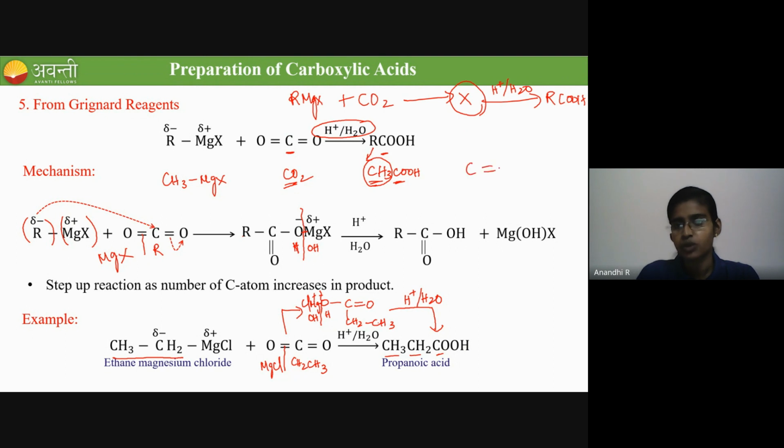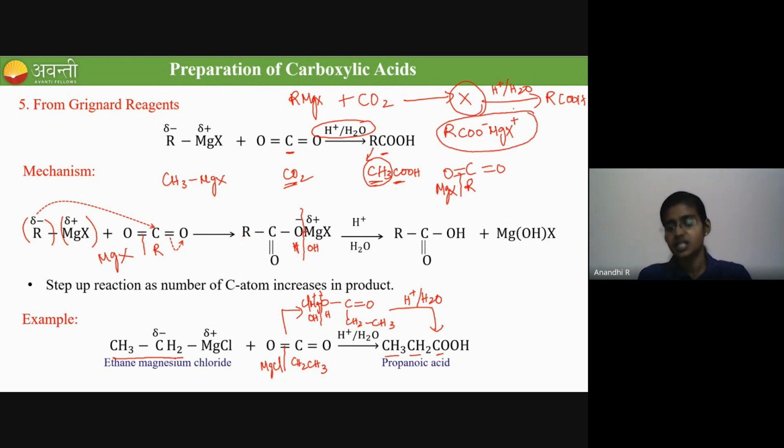It is actually C double bond O, C double bond O. We would break this bond and add the R group here and MgX here, no? So what is the X actually? It is RCOO minus MgX plus. So this was the answer to this question. Such an easy question, right? This was asked in NEET 2022.